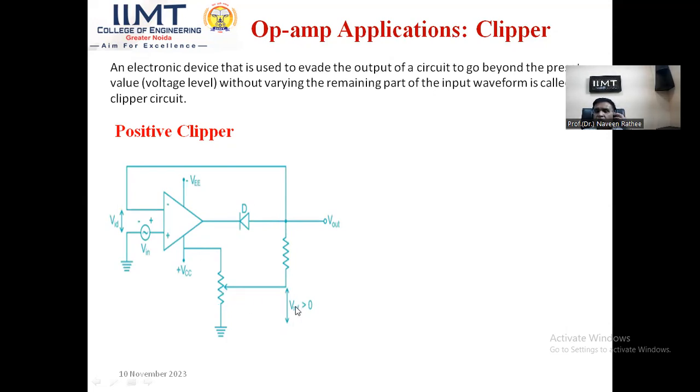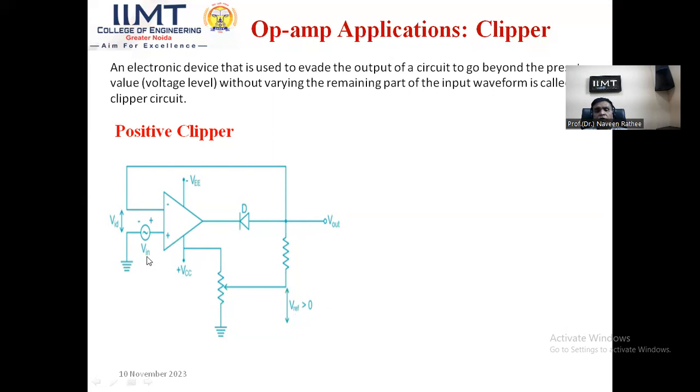Any voltage which is less than the V reference voltage will be available at the output. Any voltage greater than V reference voltage, which is being controlled with the help of this potentiometer and the positive DC biasing voltage, that is VCC. With the variation in the resistance value, I can control this V reference. So this V reference will define how much portion of the input signal needs to be clipped off. Any voltage greater than V reference will be clipped off. Any voltage less than V reference will be seen as it is at the output.